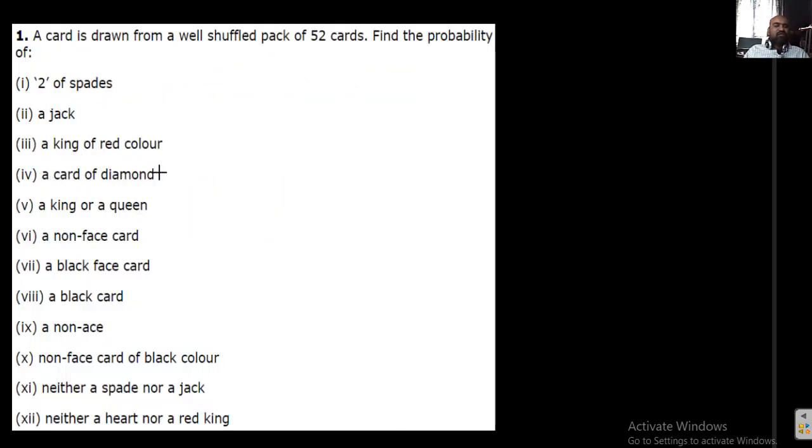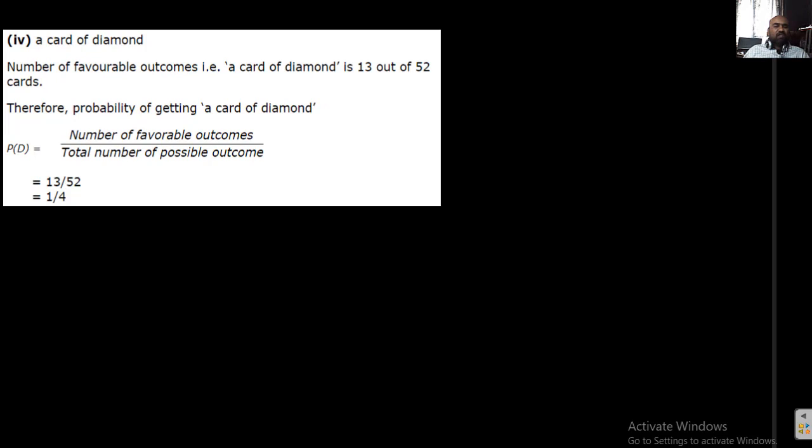Next, a card of diamond. There are 13 diamond cards actually. So directly I can answer 13 by 52, that is equal to 1 by 4. But how to write the steps, that is important. A card of diamond, number of favorable outcomes is 13 out of 52. Therefore, probability of getting a card of diamond is 13 by 52, that is equal to 1 by 4.